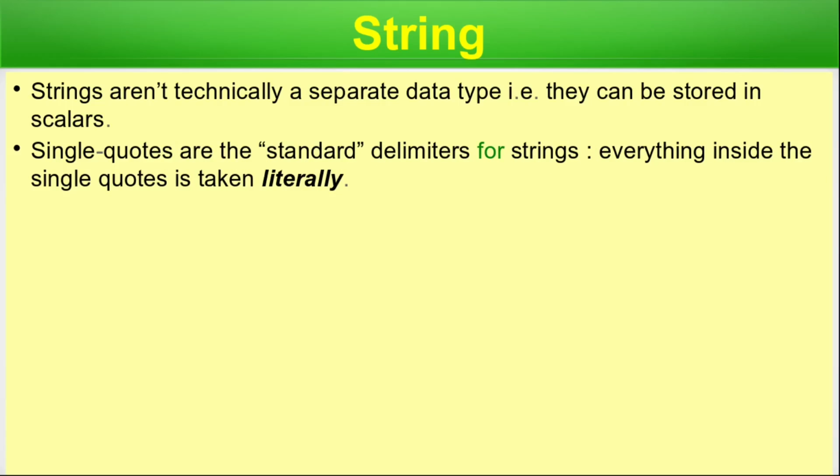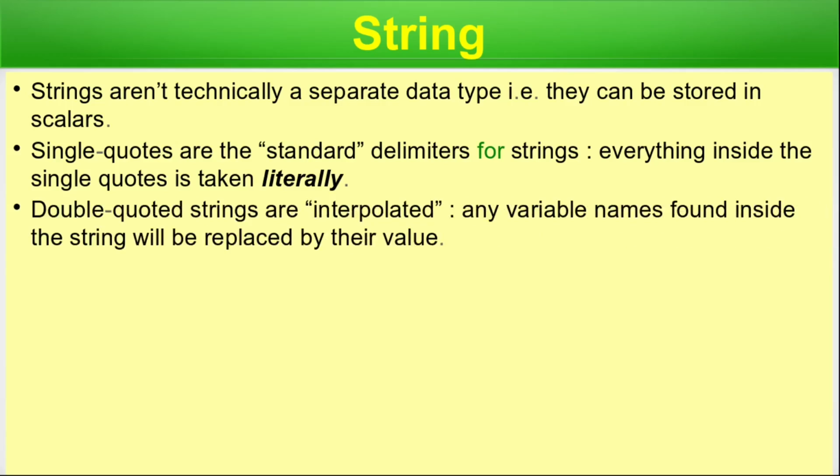String quotes are like the standard delimiter for strings. Everything inside the single quotes can be taken literally. That means whenever, under double quotes, if there is a dollar variable, it will be replaced, but if it is in a single quote, everything inside the single quoted string will be as is. Double quoted strings are interpolated. I just mentioned any variable names found inside the string will be replaced by their value.